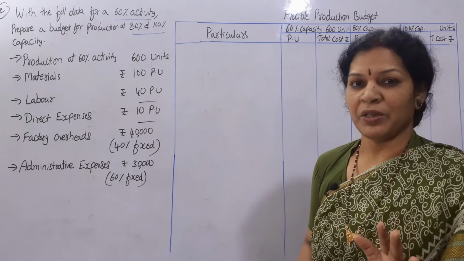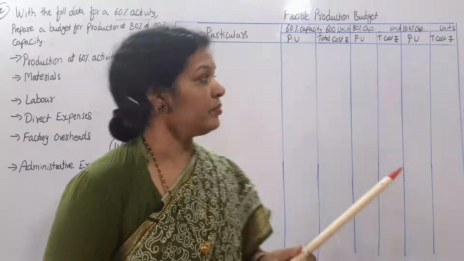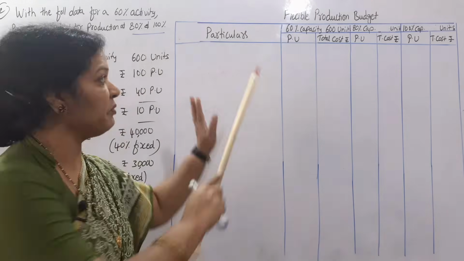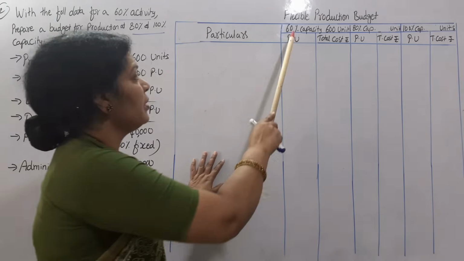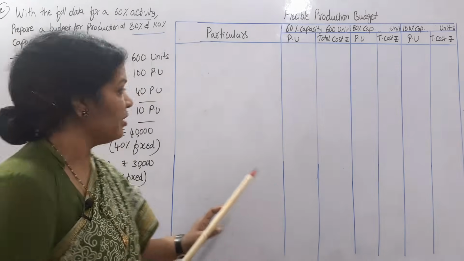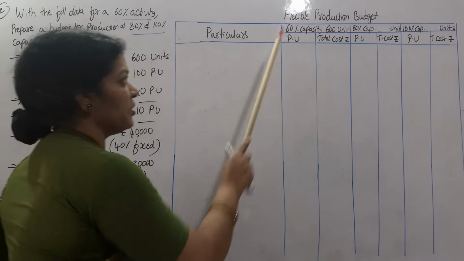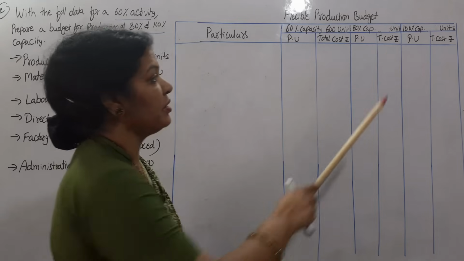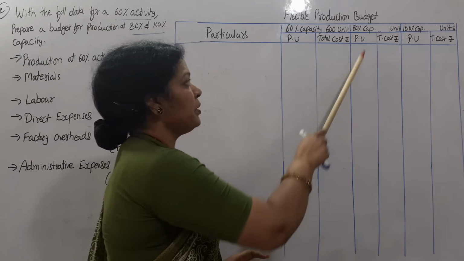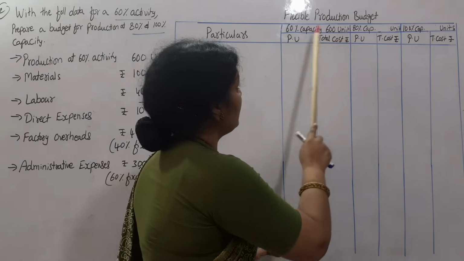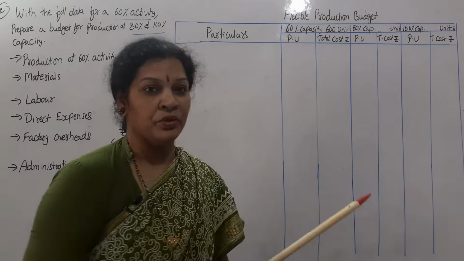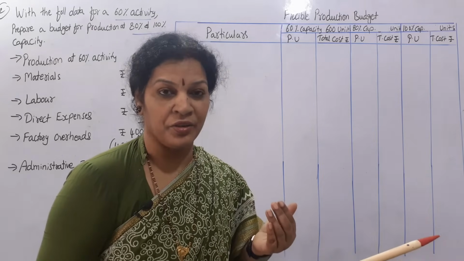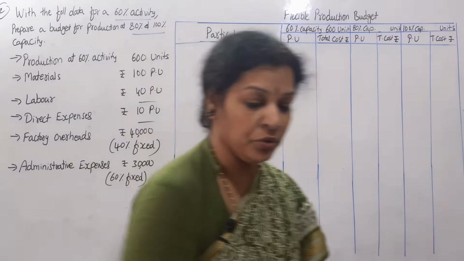First, we will prepare a table. This is the table: flexible production budget. Simple, easy to remember. First are the particulars. At 60% capacity, how many units? 600 units, that is written. Then per unit cost and total cost. Then 80% capacity and 100% capacity, each with per unit and total cost. If 60% capacity is 600 units, how many units are there at 80% capacity? You need to calculate.